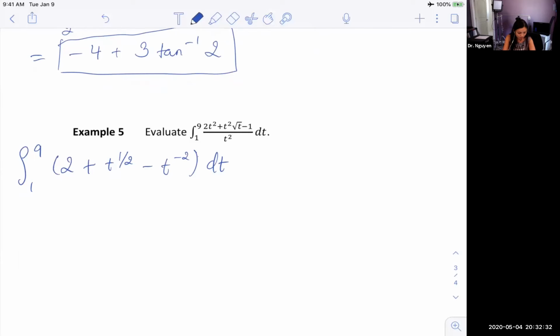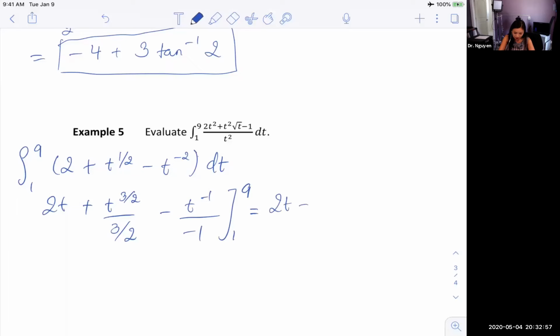All right, we are ready to take the antiderivative. So what I have is 2t plus t to the 3/2 over 3/2, I can simplify later, minus t to the -1 divided by -1. Okay, so let's simplify it. We have 2t plus 2/3, because you divide, so you multiply by the reciprocal, plus 1 over t. And then let's evaluate from 1 to 9.